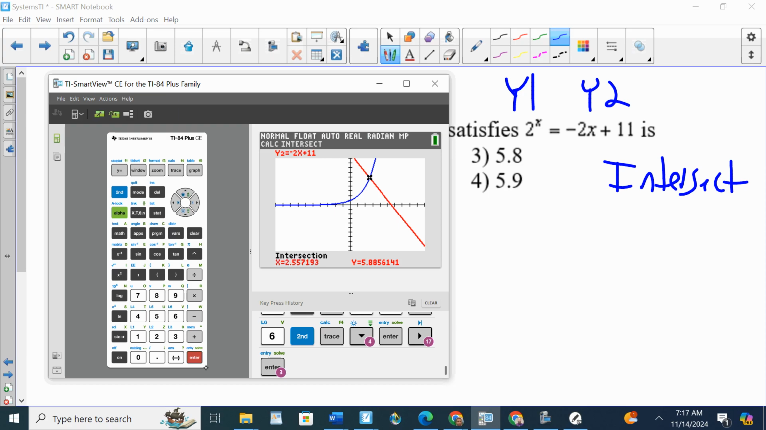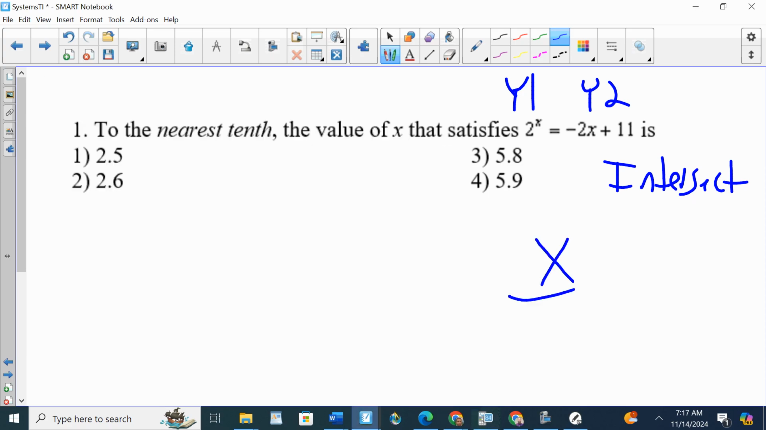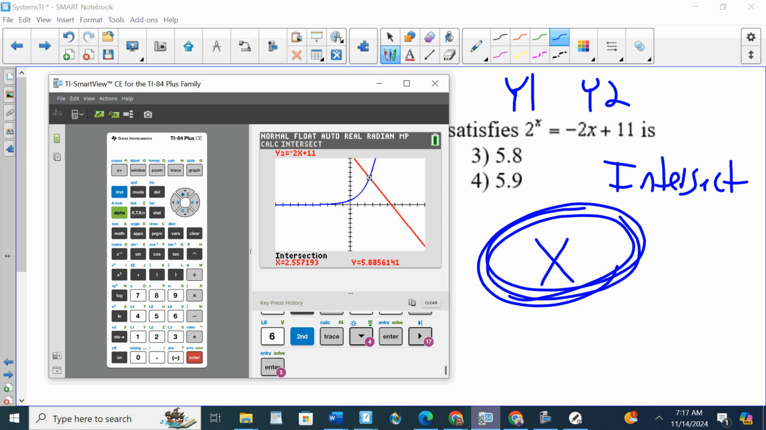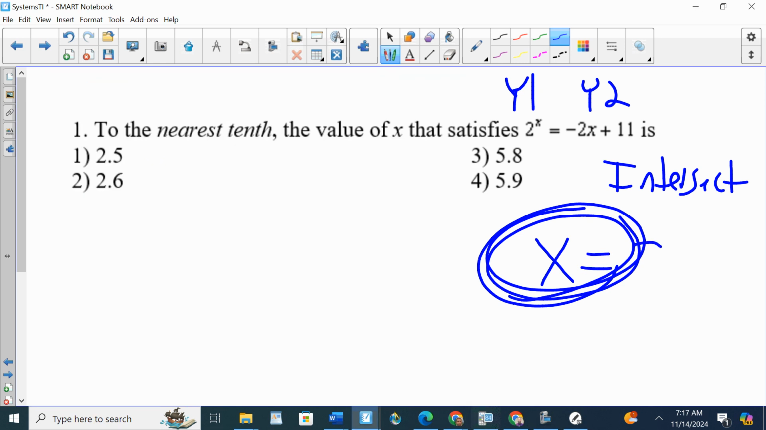Now this is very, very important. The solution is the x-coordinate of the intersection. So the x-coordinate of the intersection to the nearest tenth is 2.6, and that's it.